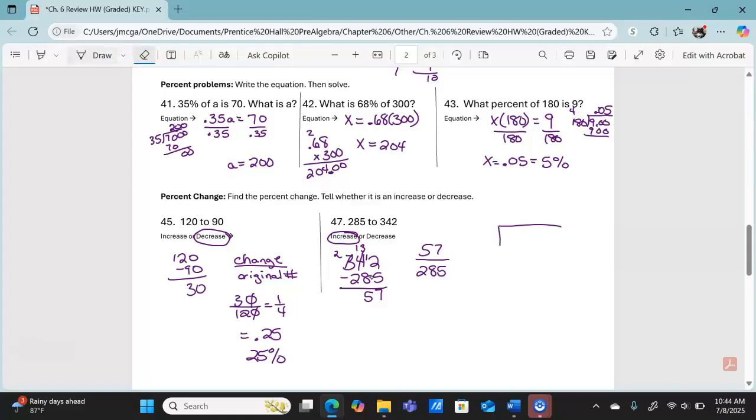And it is numerator divided by denominator. I think that's 2. 2 times 5 is 10, carry the 1. 2 times 8 is 16, plus 1 is 17, carry the 1. 2 times 2 is 4, plus 1 is 5. So we end up with 0.2. Move the decimal 2 to the right and put in the percent sign. You end up with 20%.